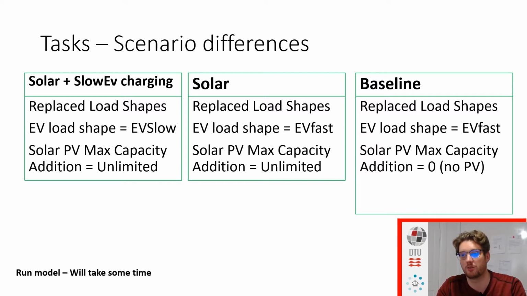In the third scenario, which is a solar and slow EV charging, you have to replace the load shape, just like in the 2 other scenarios, so that's not a change. You will have to have the EV load shape as EV slow, so that's a change to that. You will have to have a different year shape in this scenario. And the solar PV max capacity addition should be unlimited, just like in the solar scenario. It is recommended that you let the solar plus slow EV charging inherit from solar, since the change is basically just one yearly shape you have to choose instead of another.